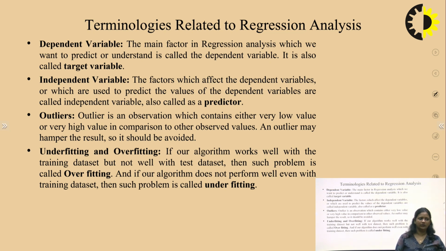Overfitting and underfitting. What is overfitting and underfitting? Under the condition of overfitting, our algorithm works well with the training data set but not well with the test data set. If our algorithm works well with the training data set which we use to train the algorithm, but not well with the test data set, it is a condition of overfitting. And what is underfitting? Underfitting is a condition when our algorithm does not work well even with the training data set, and such a problem is called underfitting. If our algorithm does not perform with the training data set, then there is less chance that it will perform on the test data set.